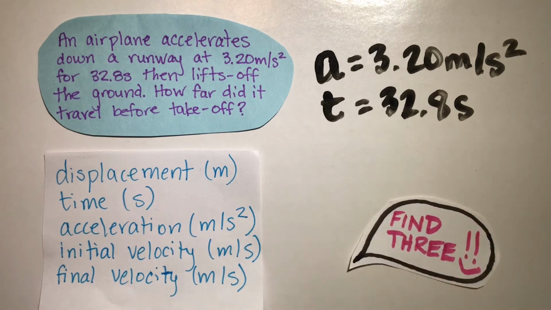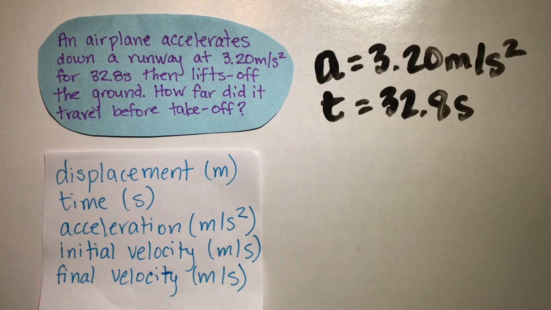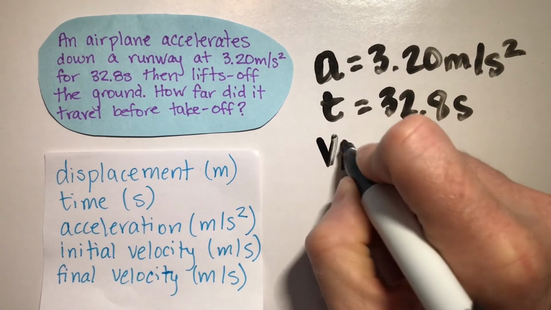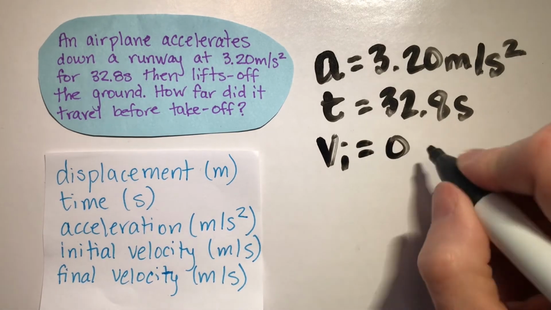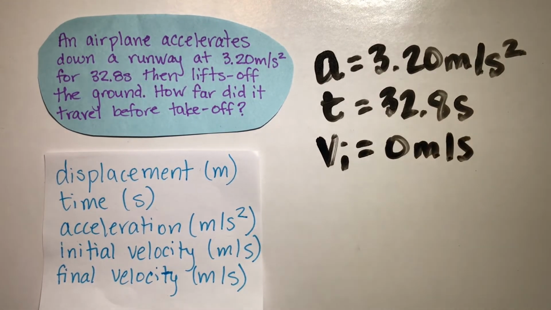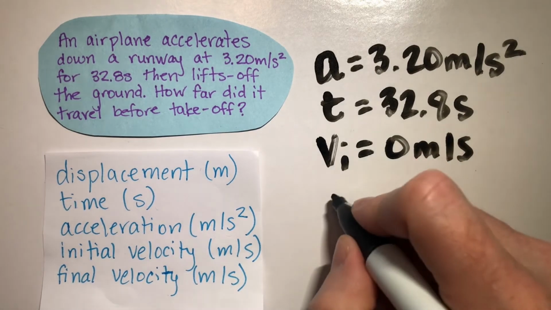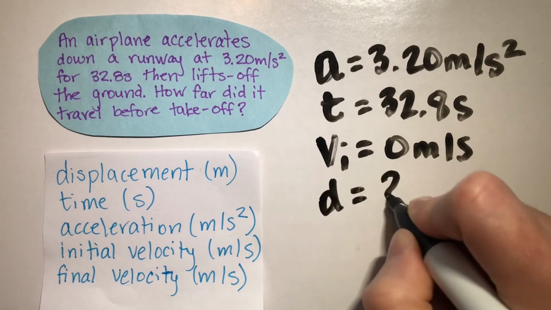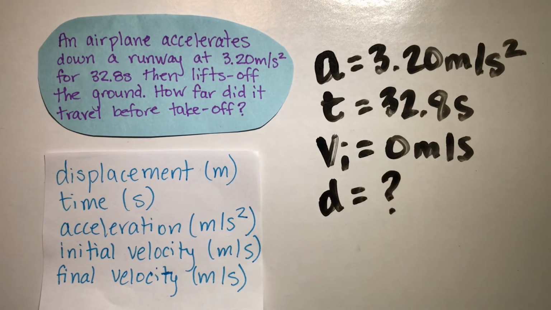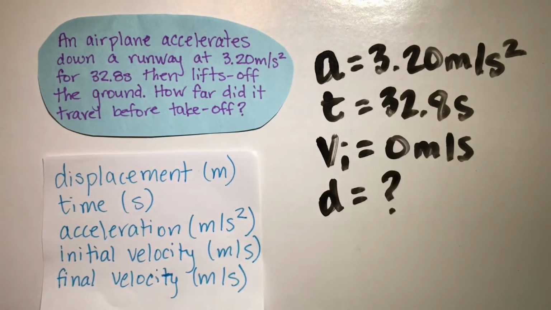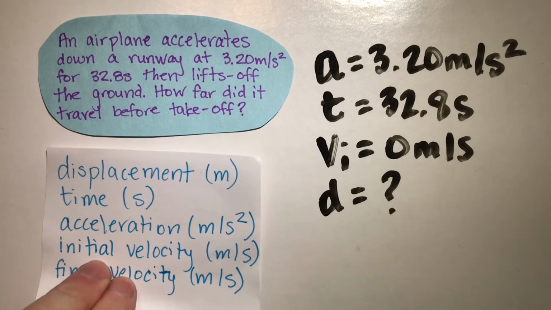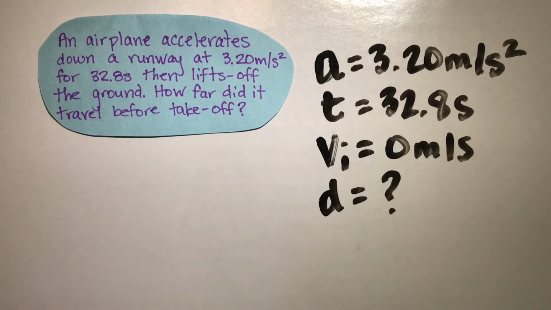Now we get to a point where something can get a little confusing. Remember, our goal is to find 3. We need 3 variables in order to find a 4th. So what is that 3rd variable? Well, if I consider an airplane, probably is starting from a standstill. So that is my initial velocity, which will be 0 meters per second. And what is it that I have to find? The end of the question asks us, how far did it travel? So what we need to find is a displacement. So we have 3 variables. That's our goal: acceleration, time, initial velocity. And notice that final velocity is completely irrelevant to the question. It's not given to us, and it's not something that we need.